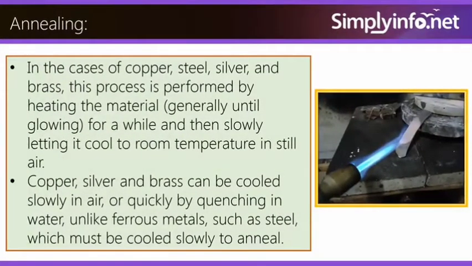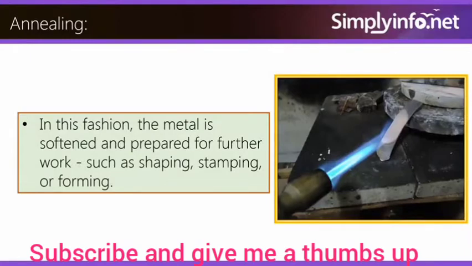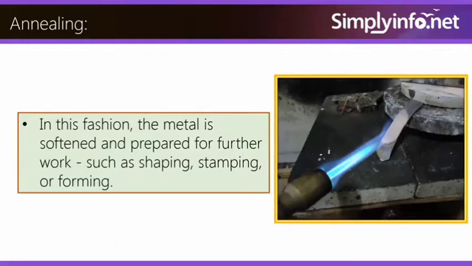In the cases of copper, steel, silver, and brass, this process is performed by heating the material generally until glowing for a while and then slowly letting it cool to room temperature in still air. Copper, silver, and brass can be cooled slowly in air or quickly by quenching in water, unlike ferrous metals such as steel, which must be cooled slowly to anneal. In this fashion, the metal is softened and prepared for further work such as shaping, stamping, or forming.